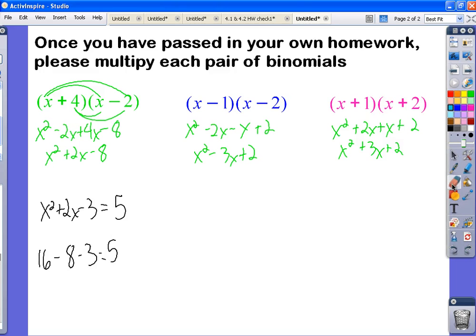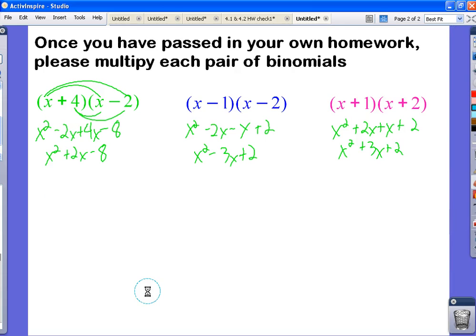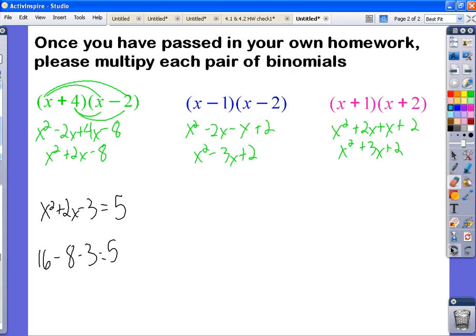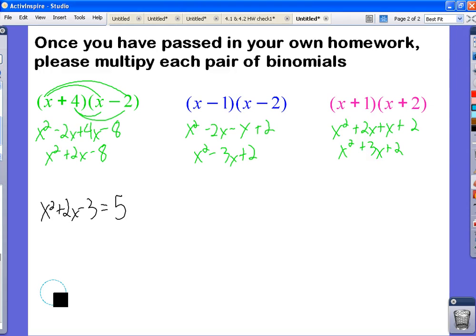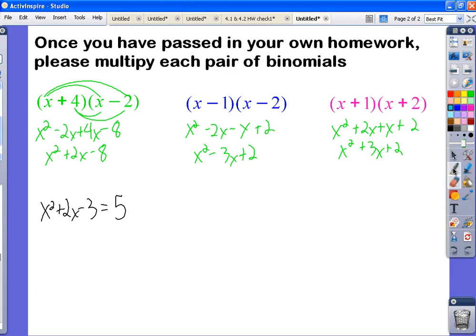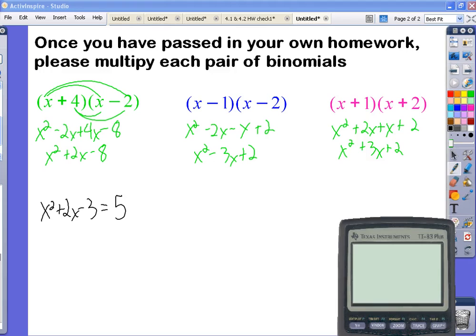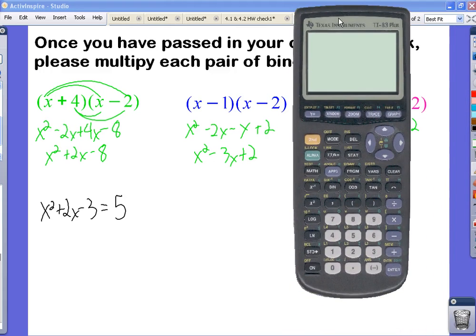I tried to make it three. You were so close. How does that work? No, I put that in my calculator and it came up with negative 48. I'll show you why you got that right now. You're so smart. You know exactly what happened.